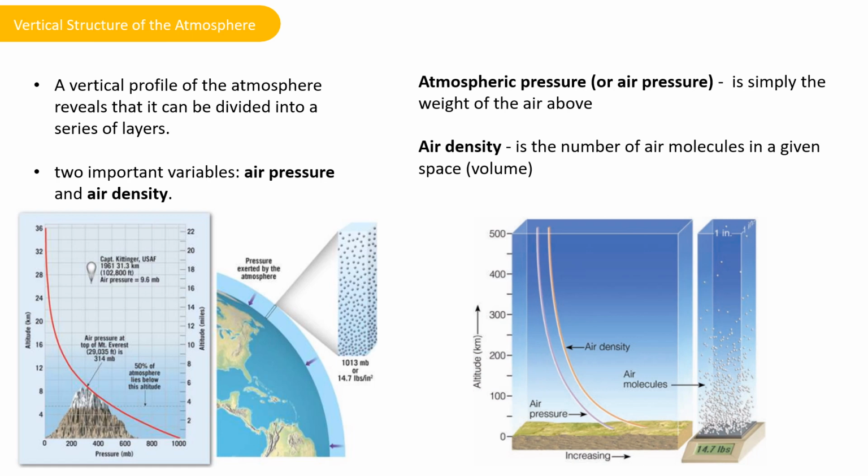At sea level, you can see that the average pressure is 14.7 pounds per square inch. This corresponds to the average pressure of 1000 millibars, just slightly more than 1000 millibars.